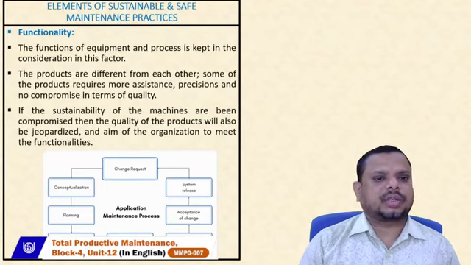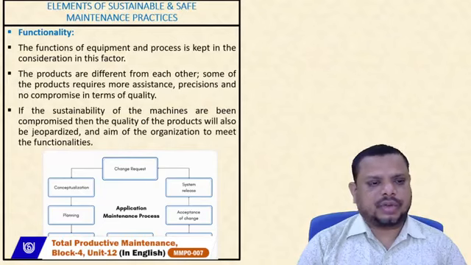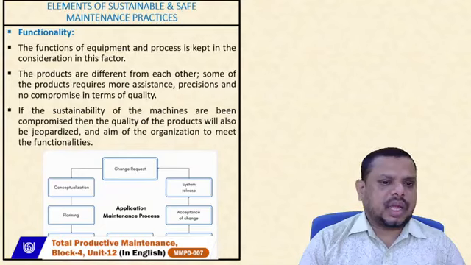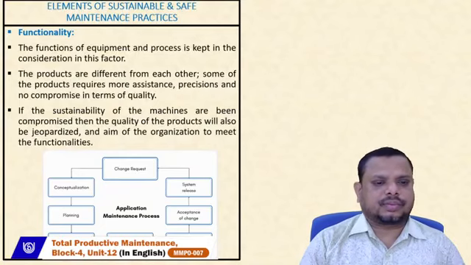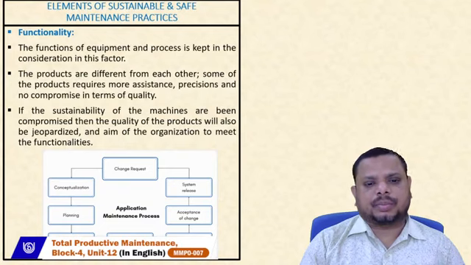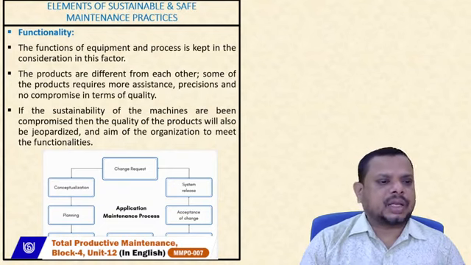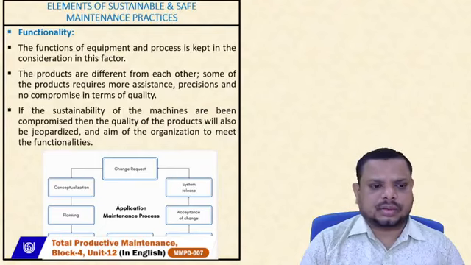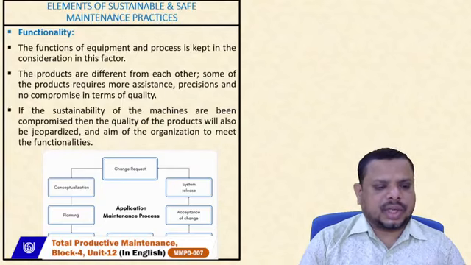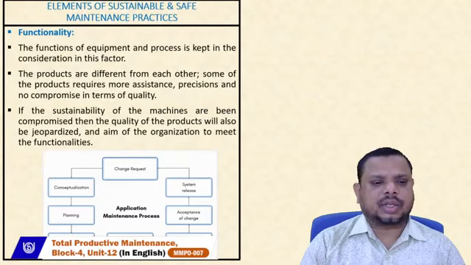So here, the first important part is that the function of equipment and process is kept as one of the most important factors. The next important factor is that products are different from each other. Some products need a large amount of support or assistance. For some products, high precision is needed, and some products do not compromise on quality. If you compromise on quality, sustainability cannot be achieved, and you cannot achieve the aim of the organization to meet the functionalities.